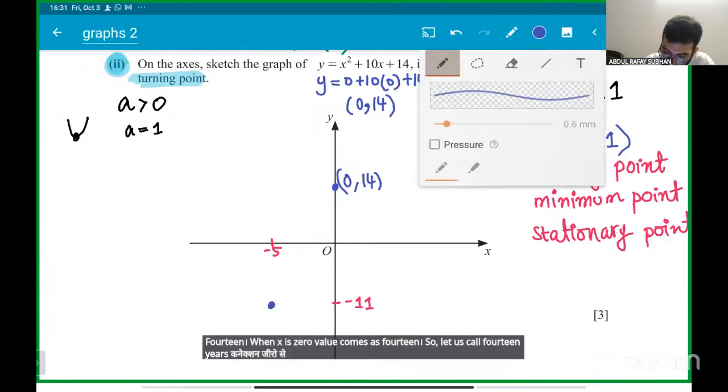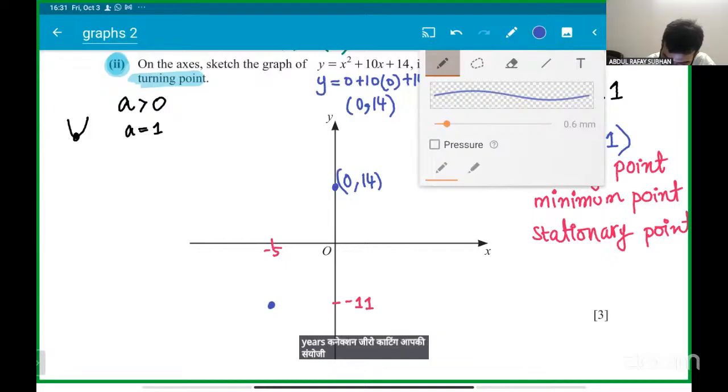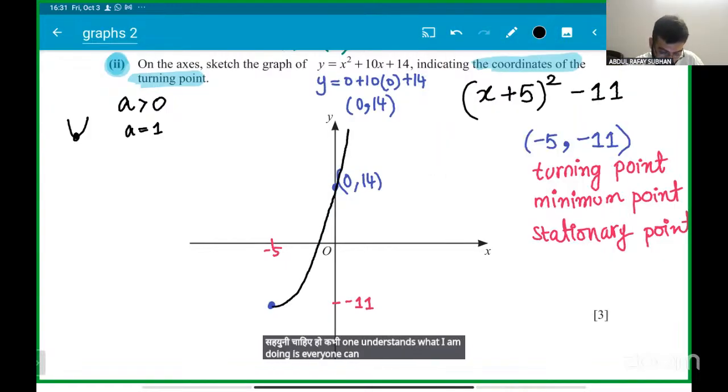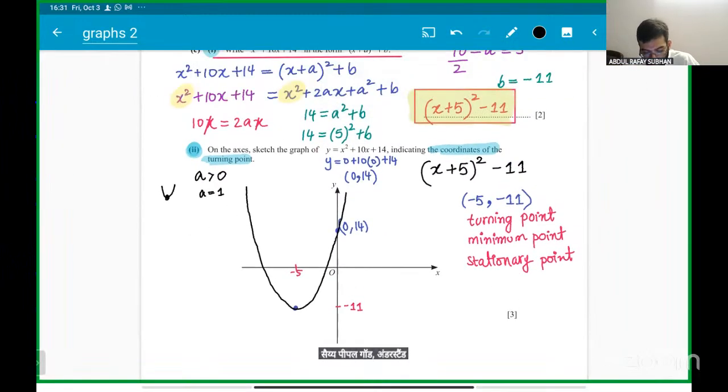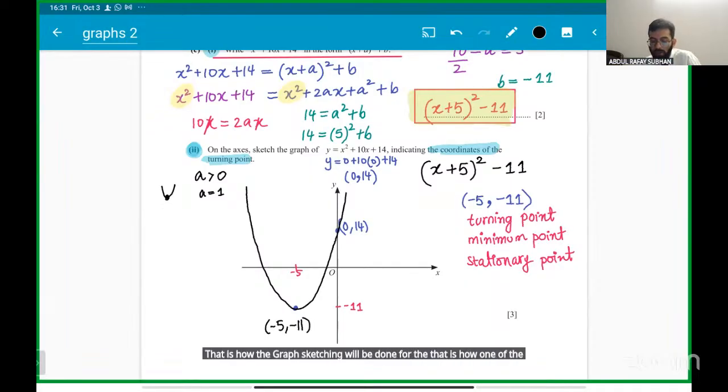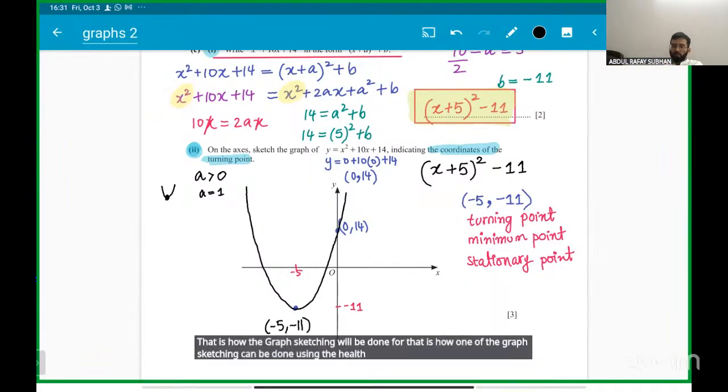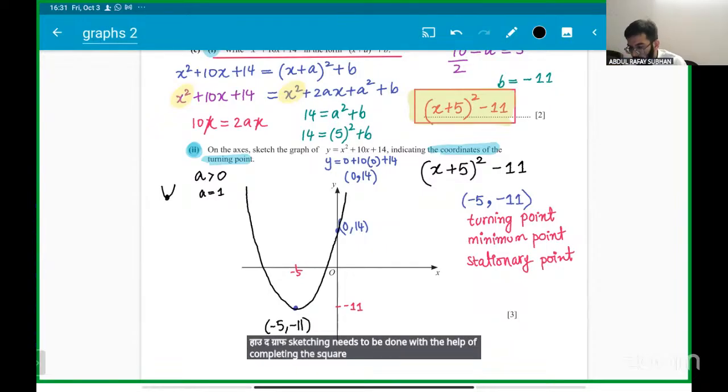Okay, so your curve should be correct. Hope everyone understands what I'm doing here. Is everyone clear? Understood? Guys got it. That's how the graph sketching will be done for this question. That's how graph sketching can be done with the help of completing the square. Okay, is everyone clear on this? People got it, understood?